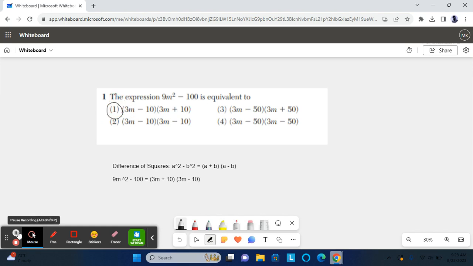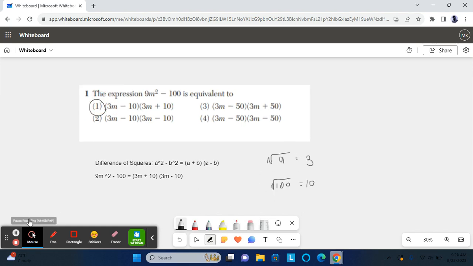Let's move on to the next problem. Oh, by the way, I wrote the square roots over here, so that way you can understand why I used 3 and 10 for this problem.